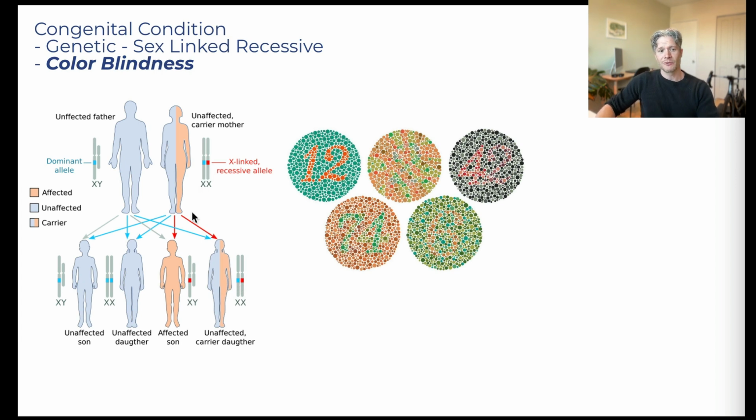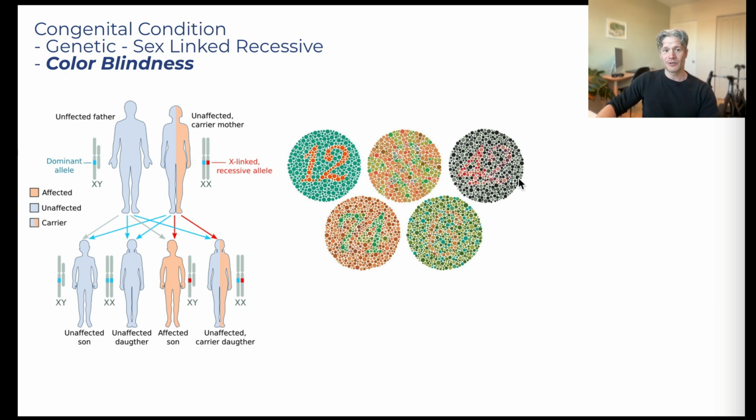However, if that X-linked recessive allele gets passed on to a son, what can end up happening, because males only have an X and a Y chromosome, they don't have a second X chromosome that could have a dominant trait to mask or cover the color blindness, and therefore men, and this particular affected son, will become red-green colorblind.